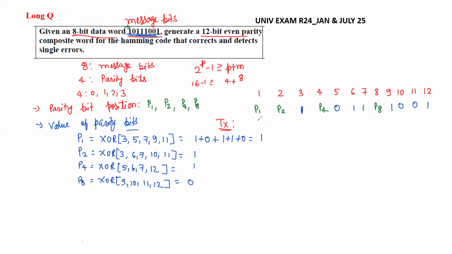So P1 will be 1. P2 is also 1. And P3 is the message bit. P4 is 1. P5, that is a message bit, will be copied as it is. P8 is 0. Again, the message bits we are going to copy as they are. These are the combination of bits being transmitted. If you try to count, the number of ones should be even: 1, 2, 3, 4, 5, 6, 7, 8. So the number of ones is even.